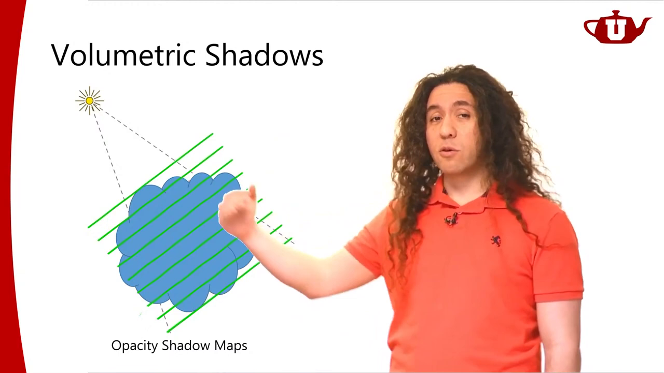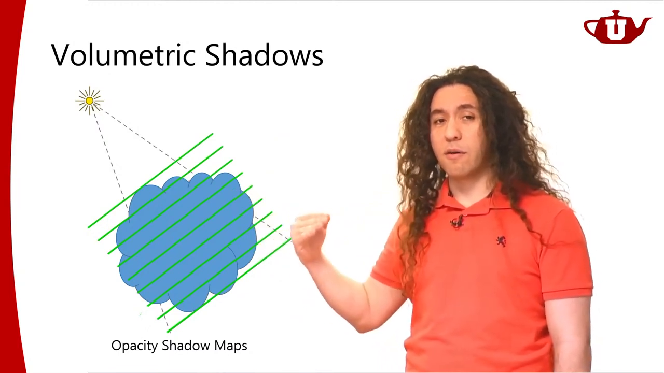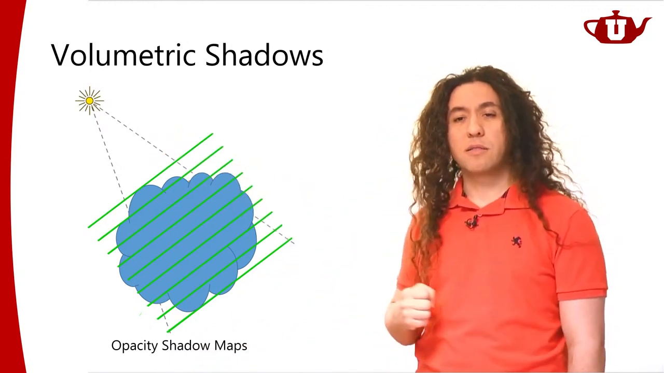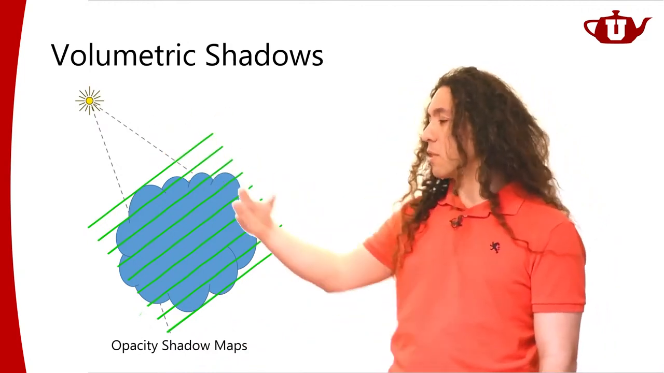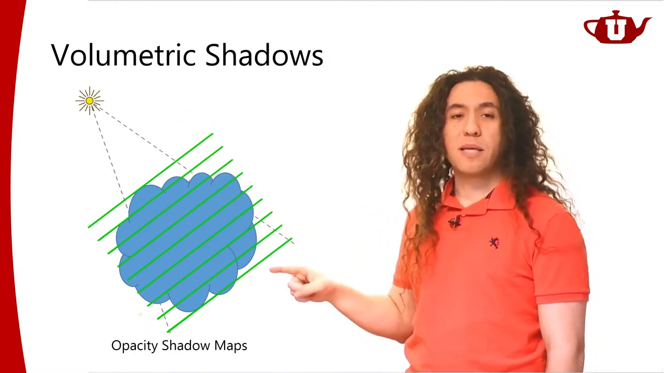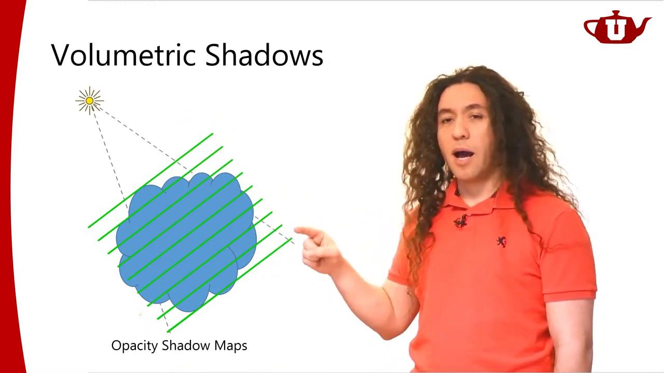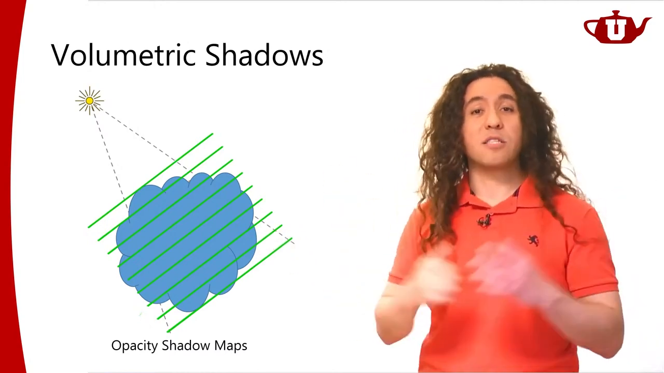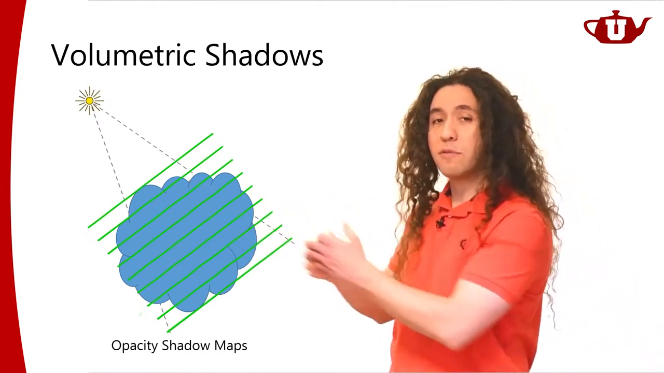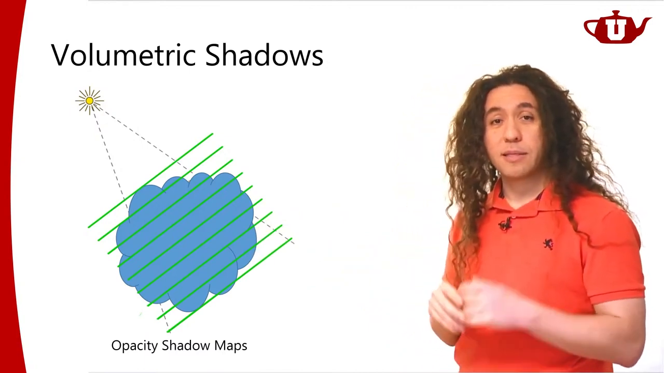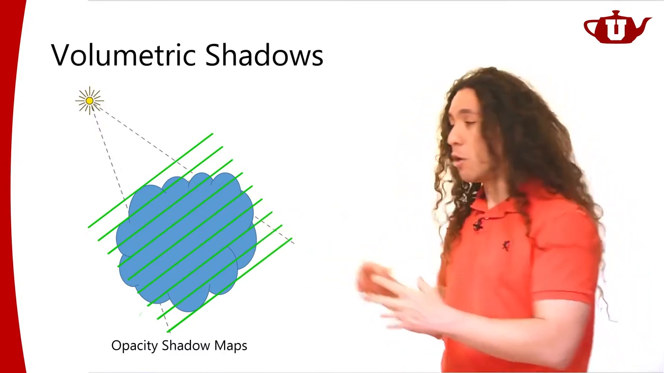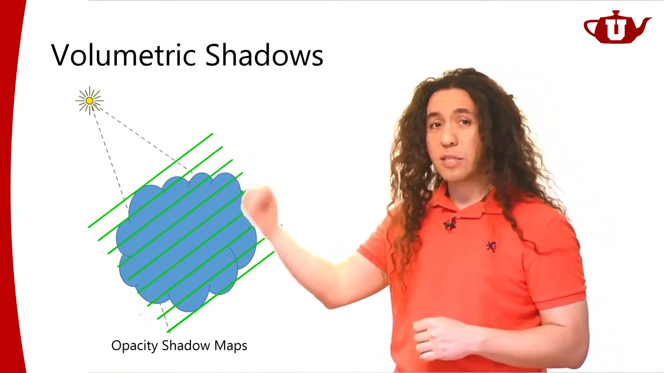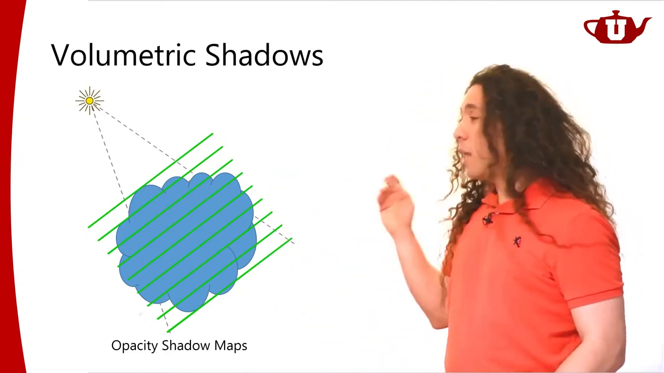And I can accumulate those slices together so that over here I have the total accumulation of all of the previous slices combined. That means at any point in this space, I can just look up that opacity shadow map value, and that tells me how much shadow or how much light arrives at that point. Right? So that's the idea of opacity shadow maps. You basically accumulate the material density for each slice.